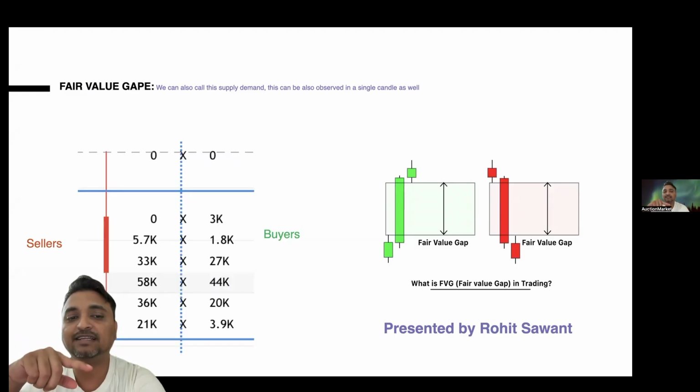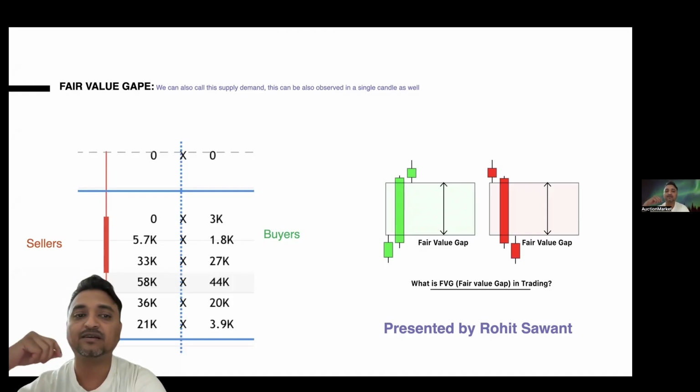Next level, 33K sellers, but we don't have enough buyers over there. We have only 27K buyers. Even this is a fair value gap. 58K sellers we have, but in front of 58K sellers, we have only 44K buyers. This is also a fair value gap. For 36K sellers, we have 20K buyers. So this is how you try to identify the fair value gaps in the market, and that too in a single candle itself. Let me move to the next slide.